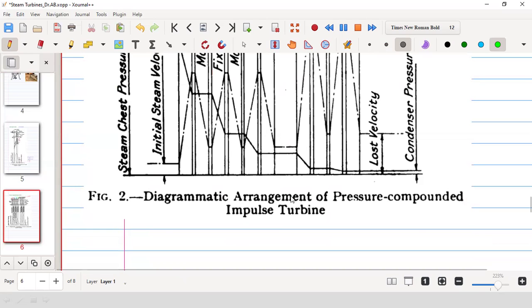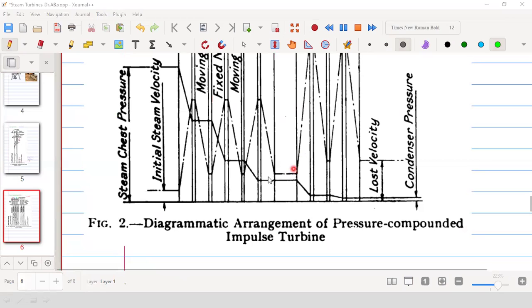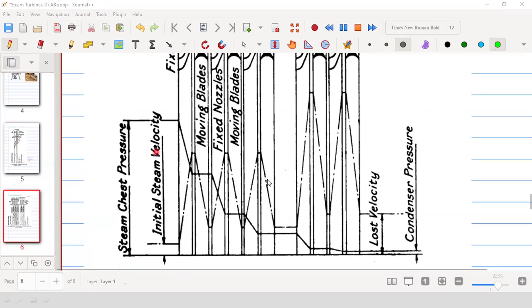Pressure compounding, you say, means velocity compounding? No, velocity is not compounded. What is the meaning of velocity compounding? Velocity compounding means whatever increase in velocity happened, we will reduce it or use it in a number of stages. That is called velocity compounding. We will see velocity compounding later, and then you will understand. Well, first, let us understand the pressure compounding.